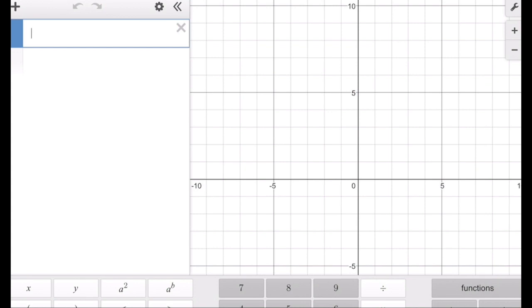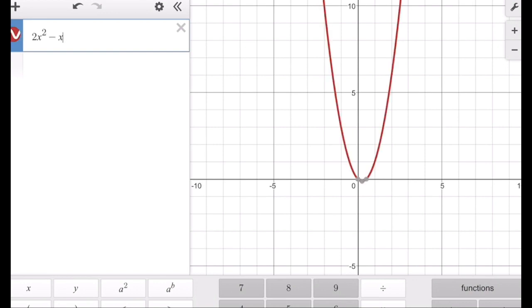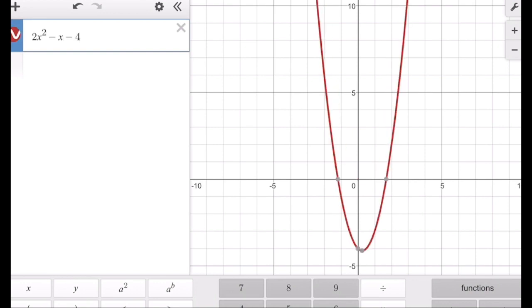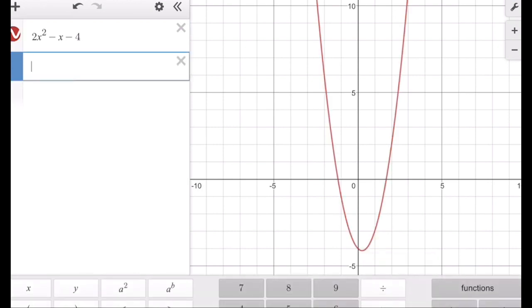And in here, I'm going to graph 2x squared minus x minus 4. Here I'm given some pieces of information. I'm given the vertex, which is 0.25 and negative 4.125. The axis of symmetry is going to be x equals the x value of our vertex.